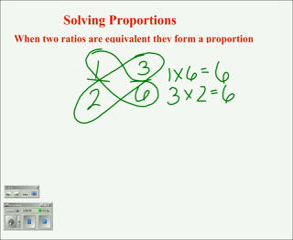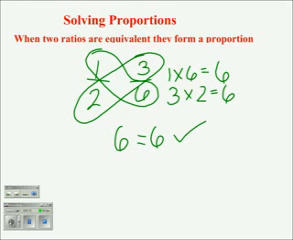And if the cross products of a proportion are equal, then we know that they form a proportion. So we have 6 equals 6. So the cross products are equal and the ratios form a proportion.